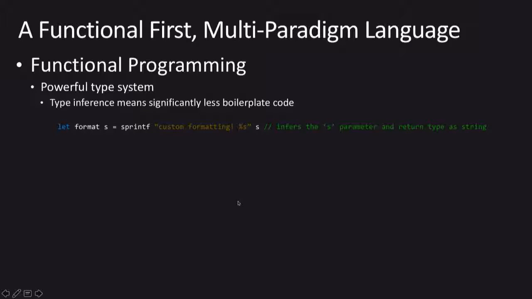You could define this to be %d, and that would be an int, and then s would be an int, but the compiler would be able to figure that out, which is the really cool thing.